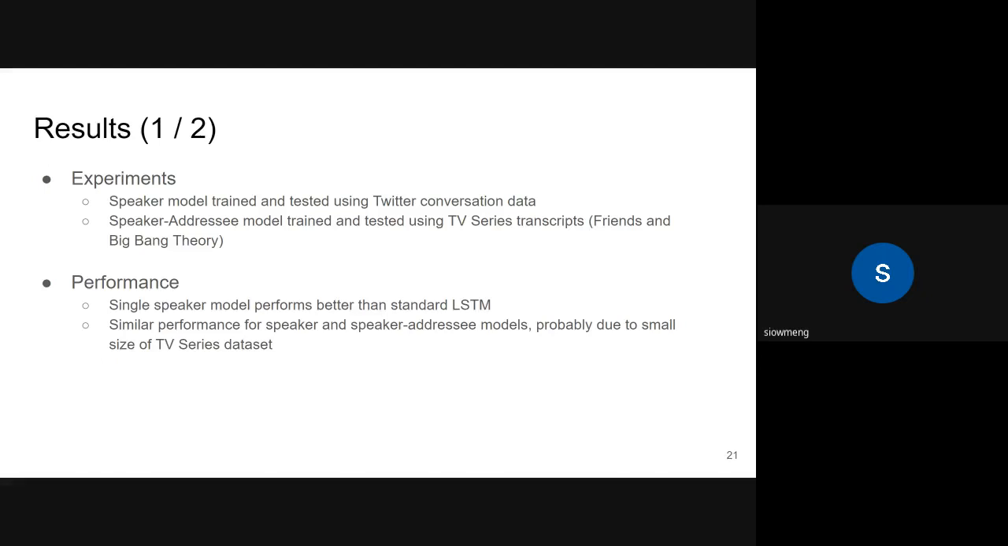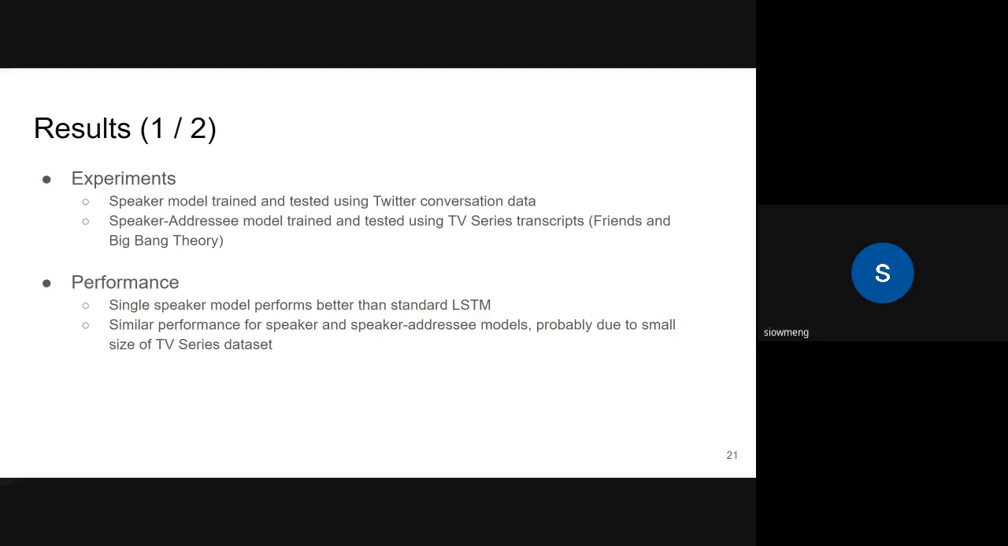Okay, so the results, going through it very quickly: the single speaker model was trained using Twitter conversation data. The speaker-addressee model is trained using TV series transcripts, in this case Friends and Big Bang Theory. Performance-wise, the single speaker model seems to perform better than the standard LSTM, and the speaker and speaker-addressee models have similar performance.